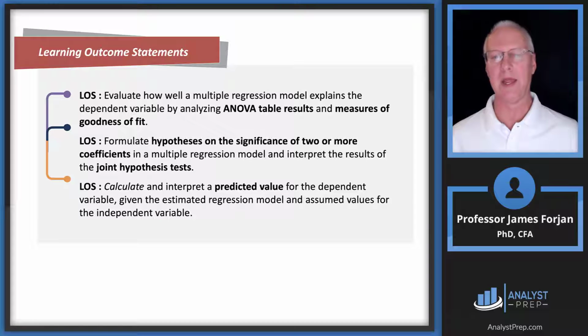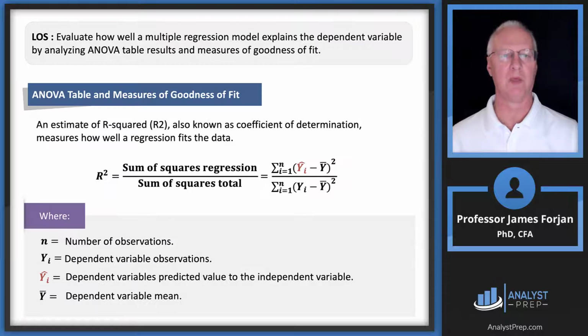So let's go ahead and focus on R-squared, because this is what that first LOS asks us to do, measures of goodness of fit. Then we'll do some hypothesis testing. And then that last LOS, that's going to be super easy. We'll do that in the last slide or two. We did that back in Level 1 as well. So let's go ahead and start with this analysis of variance table.